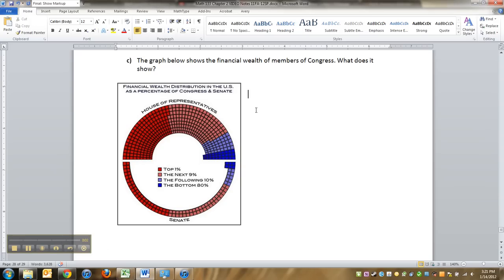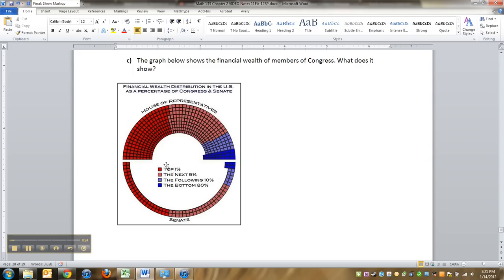This is another good graph. It's really more graphic than a graph, but even though it's complicated, we can kind of figure out what's going on. So up here is the seats, and all the little grid marks represent the seats in the House of Representatives. Down here is the Senate, right? And then the picture shows the wealth distribution.